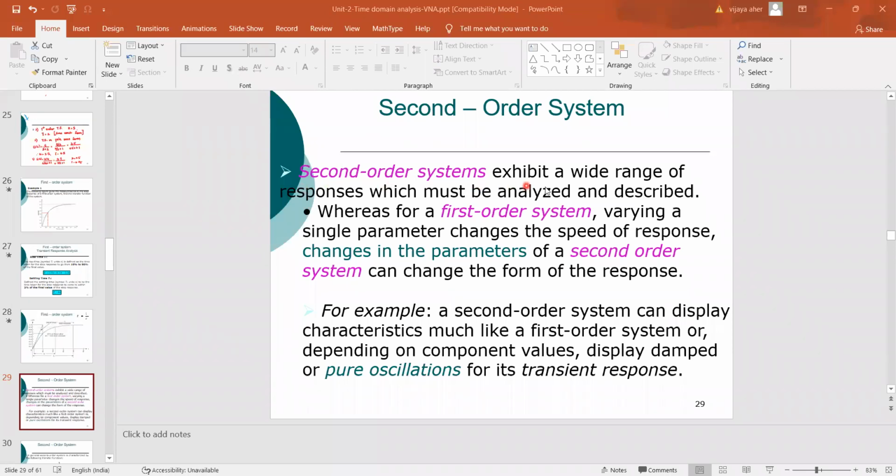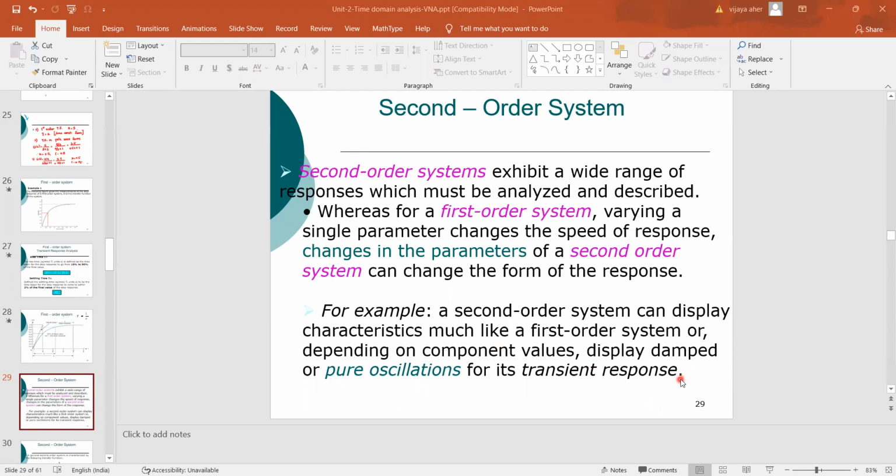Second order systems exhibit a wide range of responses which must be analyzed and described. Whereas for a first order system, varying a single parameter changes the speed of response, that is nothing but tau, changes in the parameters of a second order system can change the form of the response. For example, a second order system can display characteristics much like a first order system up to some extent, or, depending on component values, display damped or pure oscillations for its transient response.